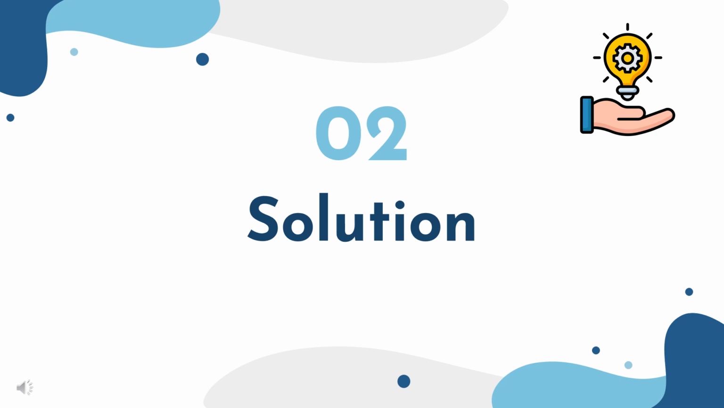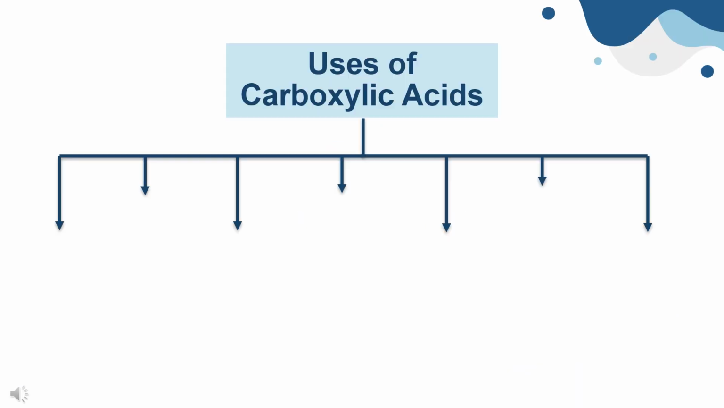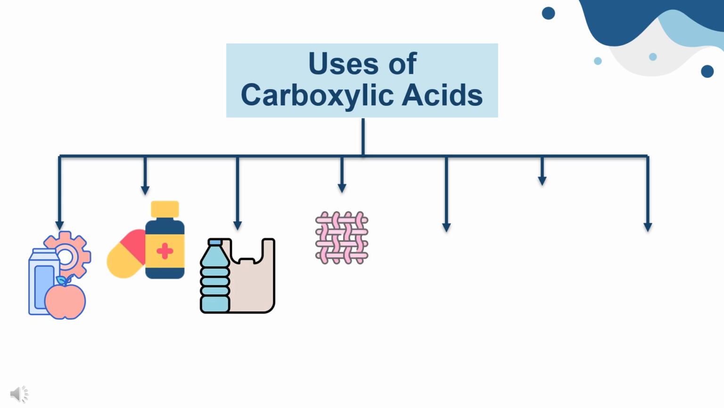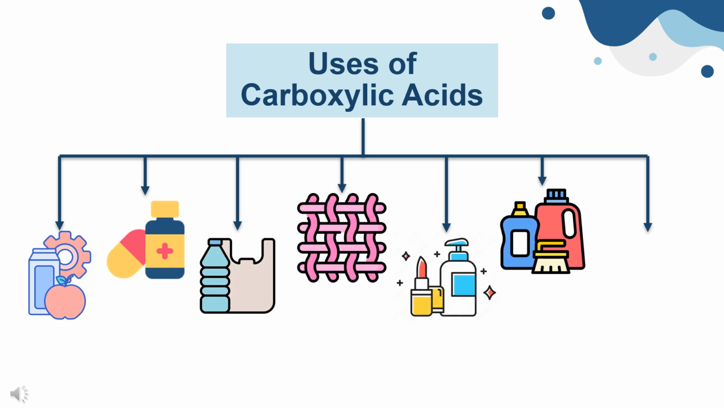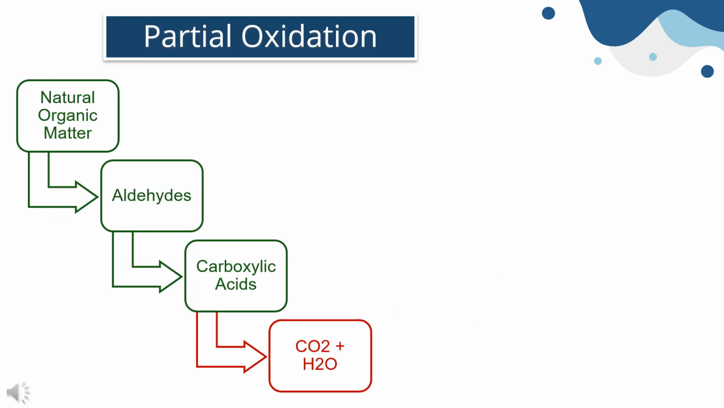That's why we started thinking in another way. Since carboxylic acids are in demand in many industries like food, pharmaceutical, polymer, textiles, cosmetics, cleaning products, and agriculture, why not stop in the middle of this transformation and take advantage of the byproducts?